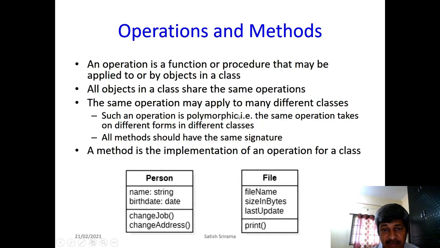Interestingly, the same operation may be applied to many different classes. Here is a class called file. Such an operation is called polymorphic. That means the same operation takes on different forms in different classes.